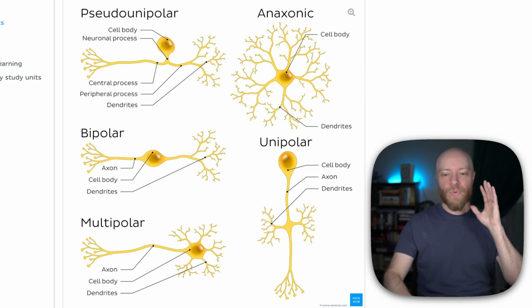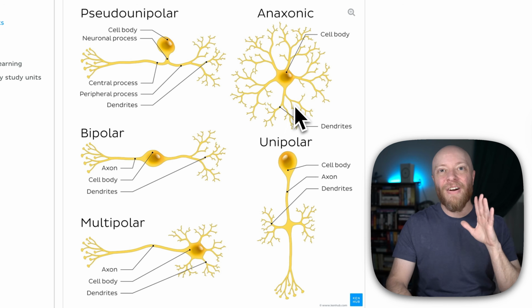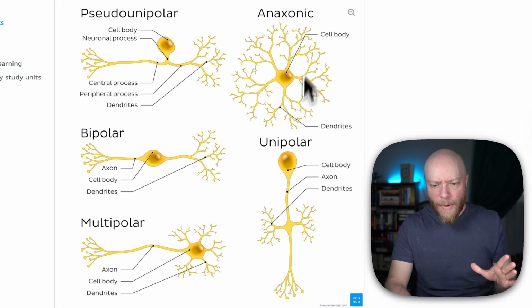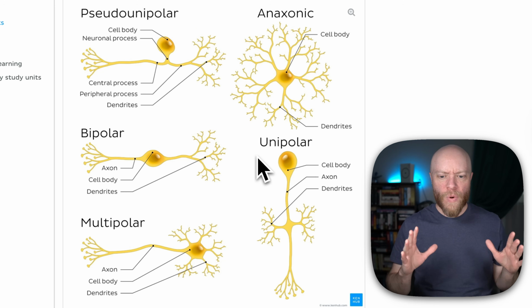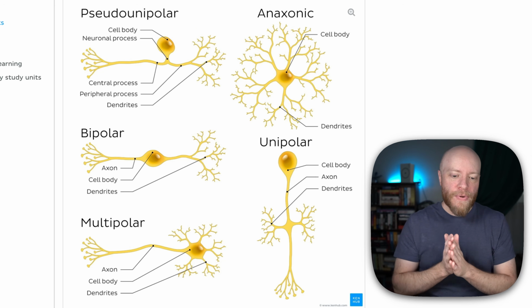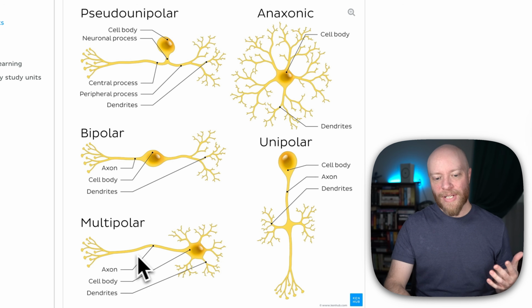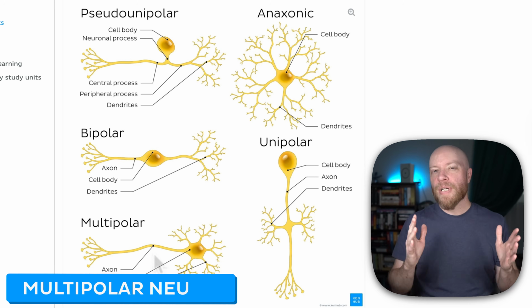But for now, what I want to do is dive into this image here, and we can see that there are 5 different types of neurons. We're going to go through these one by one, give you some basic understanding of what they are, where you find them, and those types of things. And I always like to start with this one down here, which we call a multipolar neuron.